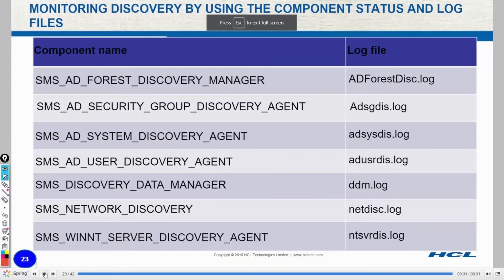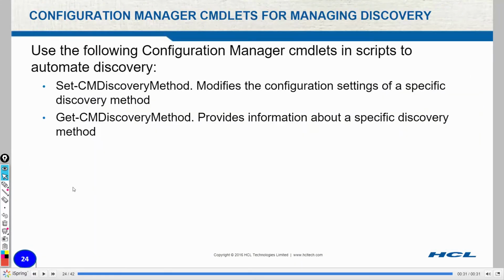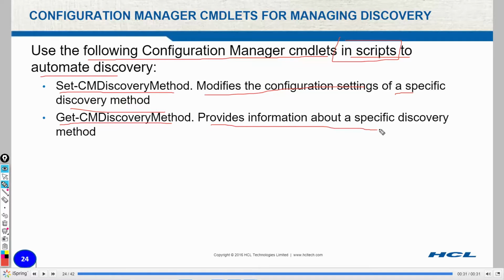Right. So moving next with the slide. Use the following configuration manager cmdlets in scripts to automate discovery. So it is saying in scripts, right? You can use Set-CMDiscoveryMethod, which modifies the configuration settings of a specific discovery method, or Get-CMDiscoveryMethod, which provides information about a specific discovery method. So you need to specify a discovery. We'll try to run this command. Just a second, I'll plug in the charger.